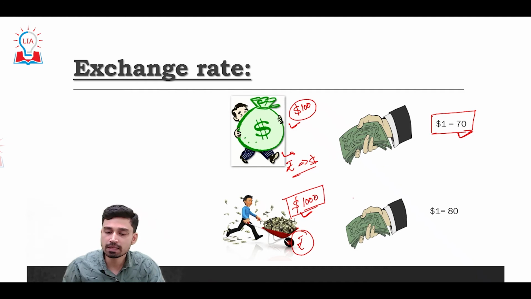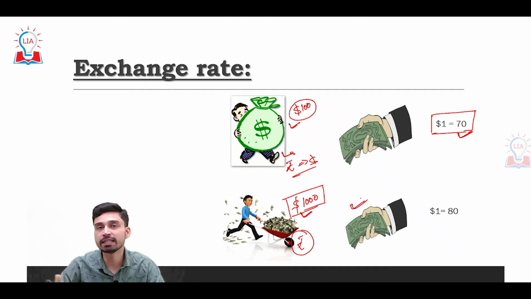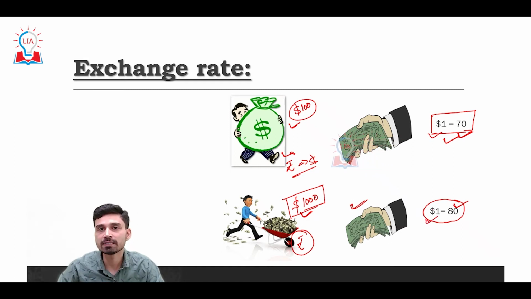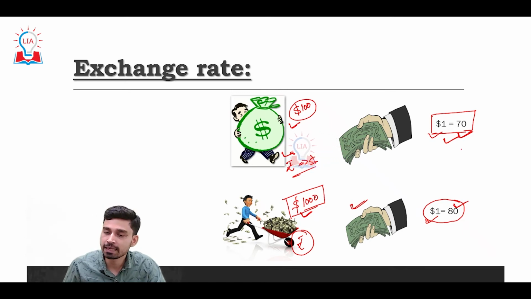So due to this high demand for dollars, what will happen? There will be a strengthening in the value of the dollar. That means last year only 70 rupees was sufficient to buy $1, now you will have to spend 80 rupees to buy the same $1. So this is called appreciation of the dollar, or a strengthening of the dollar. At the same time, we can say that the Indian rupee has weakened or depreciated.